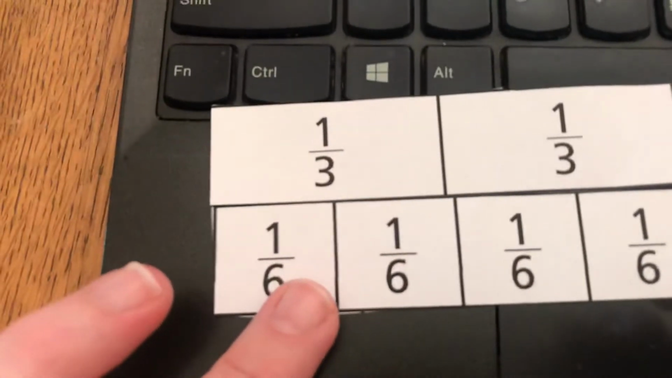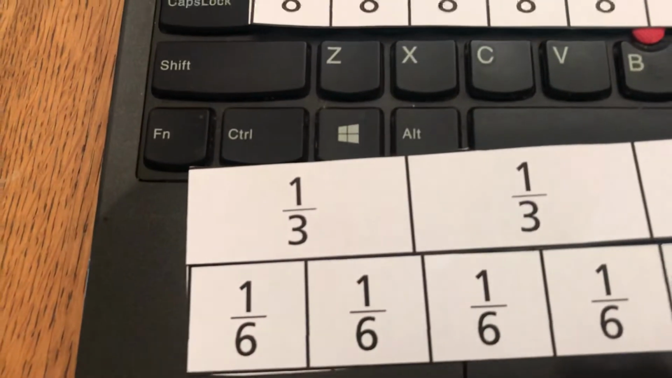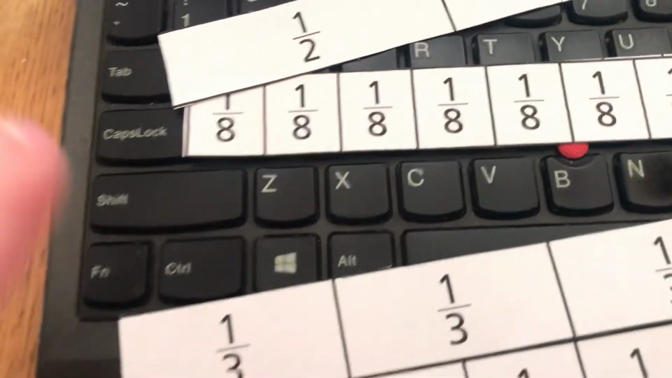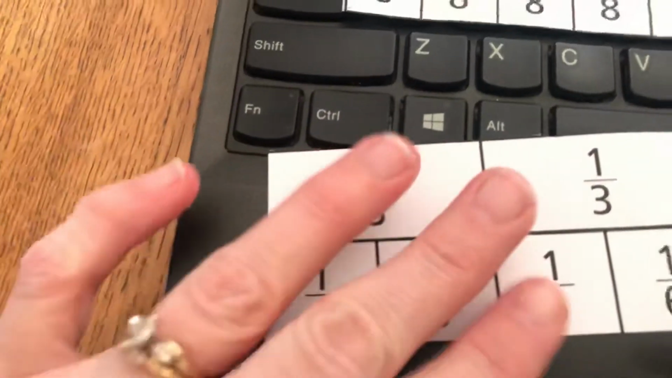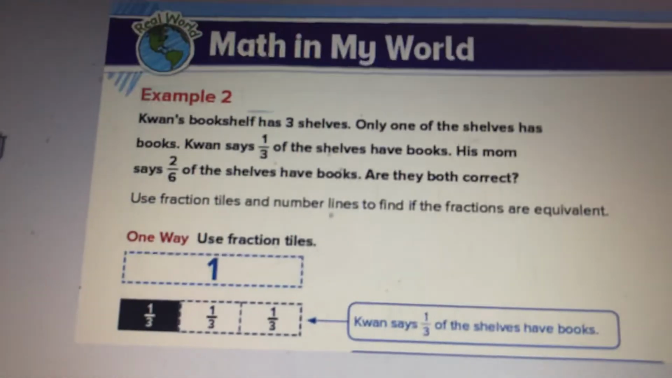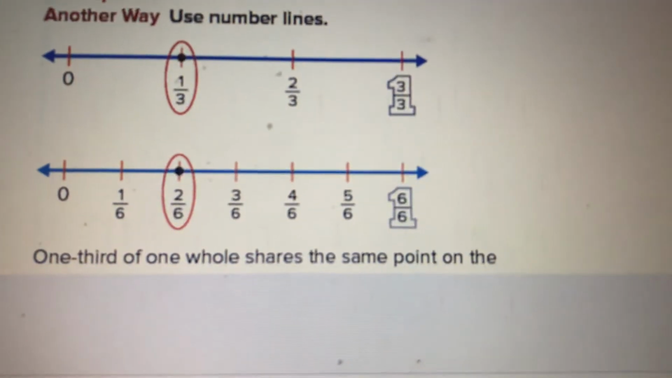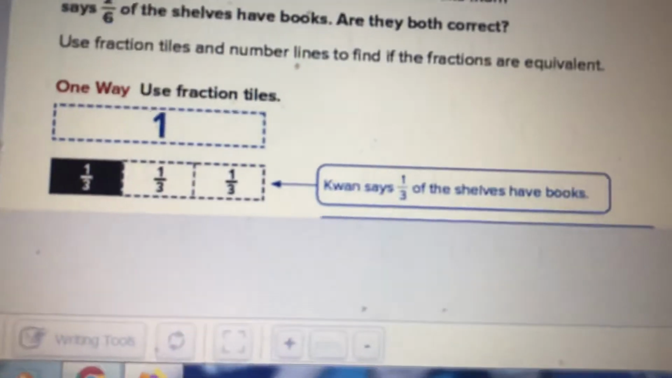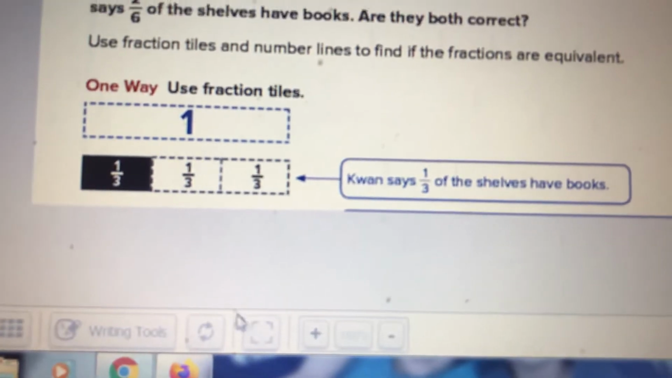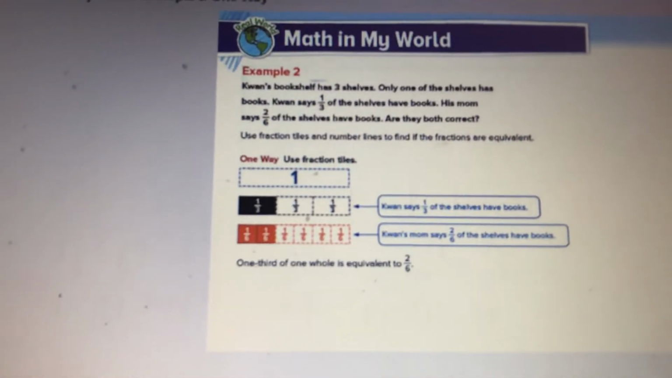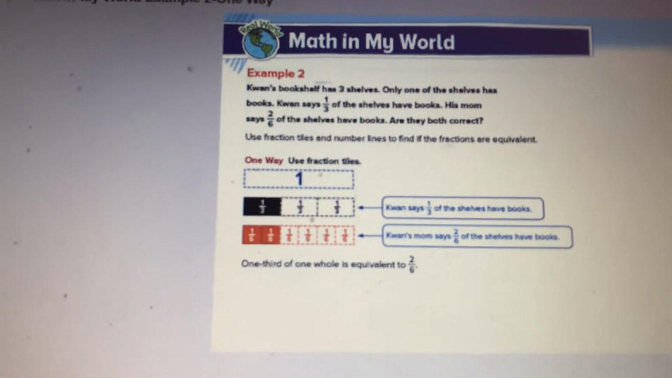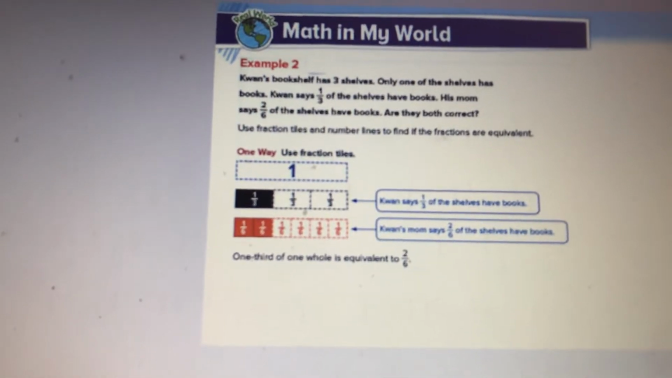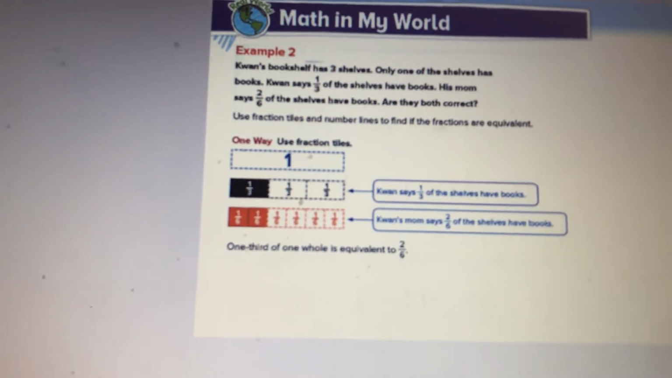1/3 is equal to 2/6. So they match up, they're equivalent. Right here, they're equivalent, so they both are correct. Okay, Kwan says 1/3. Let me go back to that, sorry. Kwan's mom says 2/6. 1/3 of 1 whole is equivalent to 2/6, so they are both correct.